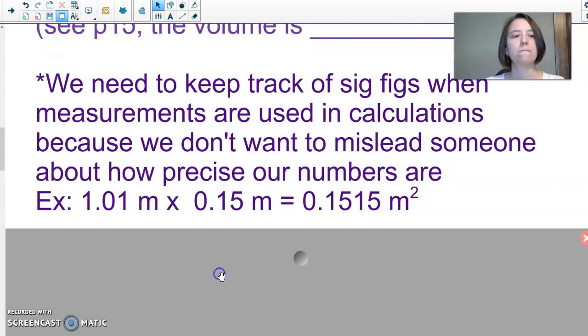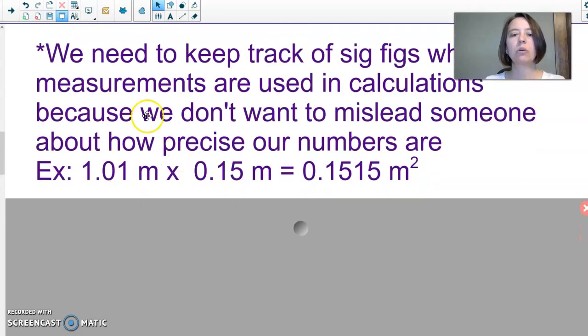So, why do we need to keep track of significant figures? When measurements are used in calculations, we don't want to mislead someone about how precise our numbers are. Looking at an example, and you don't have to write this example down, you do need to pay attention though. If I measure the length to the hundredth of a meter, and I measure the width to the hundredth of a meter, and I calculate out those numbers in math, my number would be 0.1515 meters squared. However, that's not an appropriate answer in science because I am lying to people about how precise my numbers are.